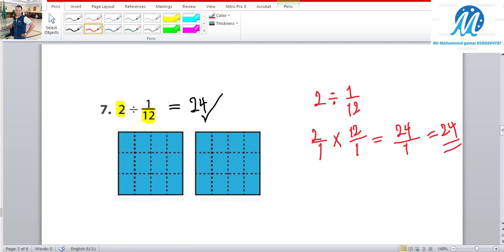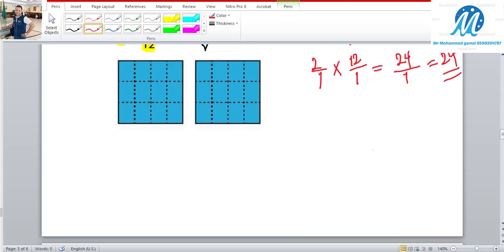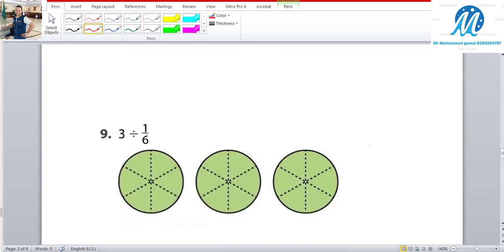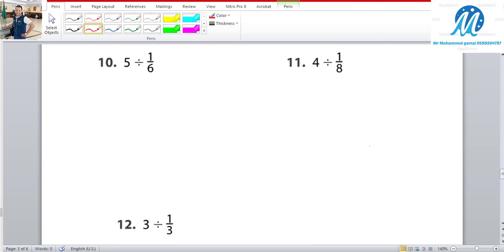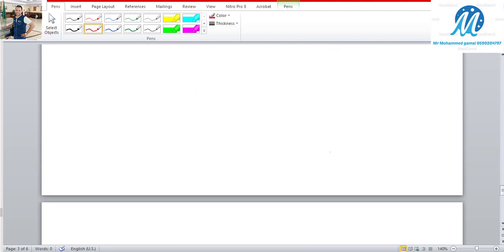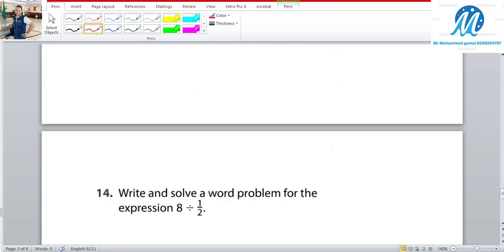So now you know the quick way and the mathematical way. Through the lesson you can do all of this kind of questions, okay? All of them have the same idea.